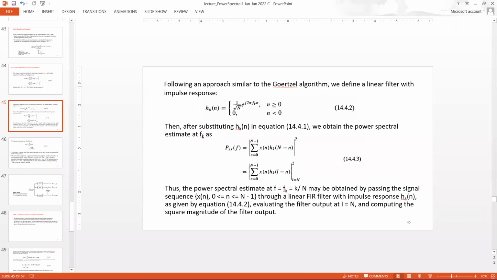So the following approach, similar to the Gauss-Gell algorithm, and we define the linear filter with impulse response hn. If the expression of hn is like this, and we substitute our earlier equation, then that will be looking like this. OK, if we test for the two cases, then we get this 3. So this is our power spectrum directly. So very direct method.